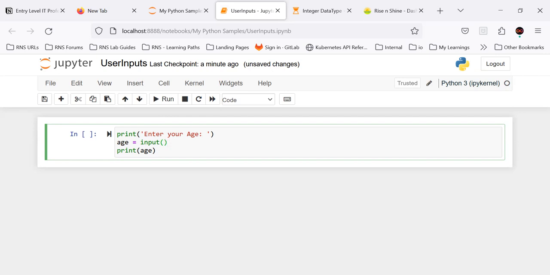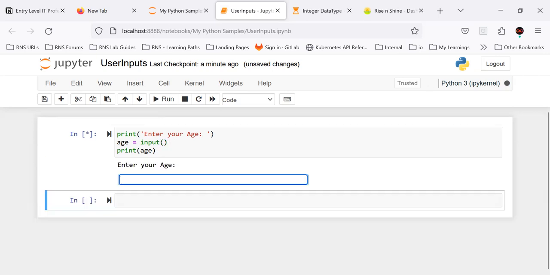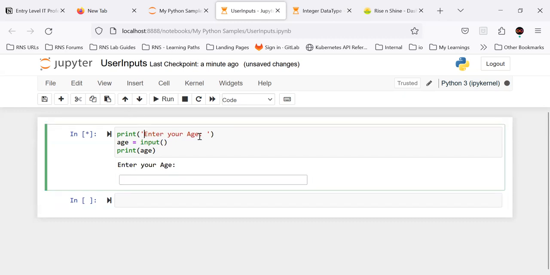Now if I run this program, you see it prints enter your age, and the input function is interactive. Here the user is interacting with this program. The interpreter is now waiting in the background. This Python process is waiting for the user input. Now if I enter the value of age, it prints it.